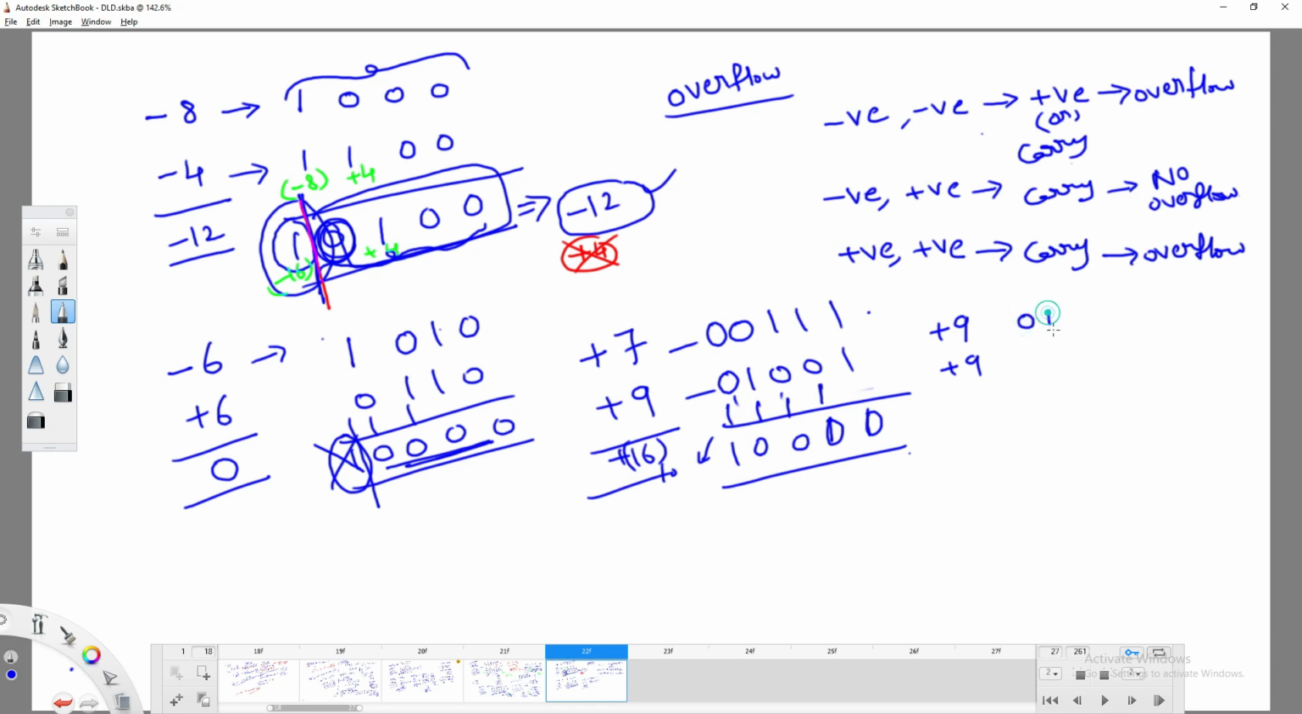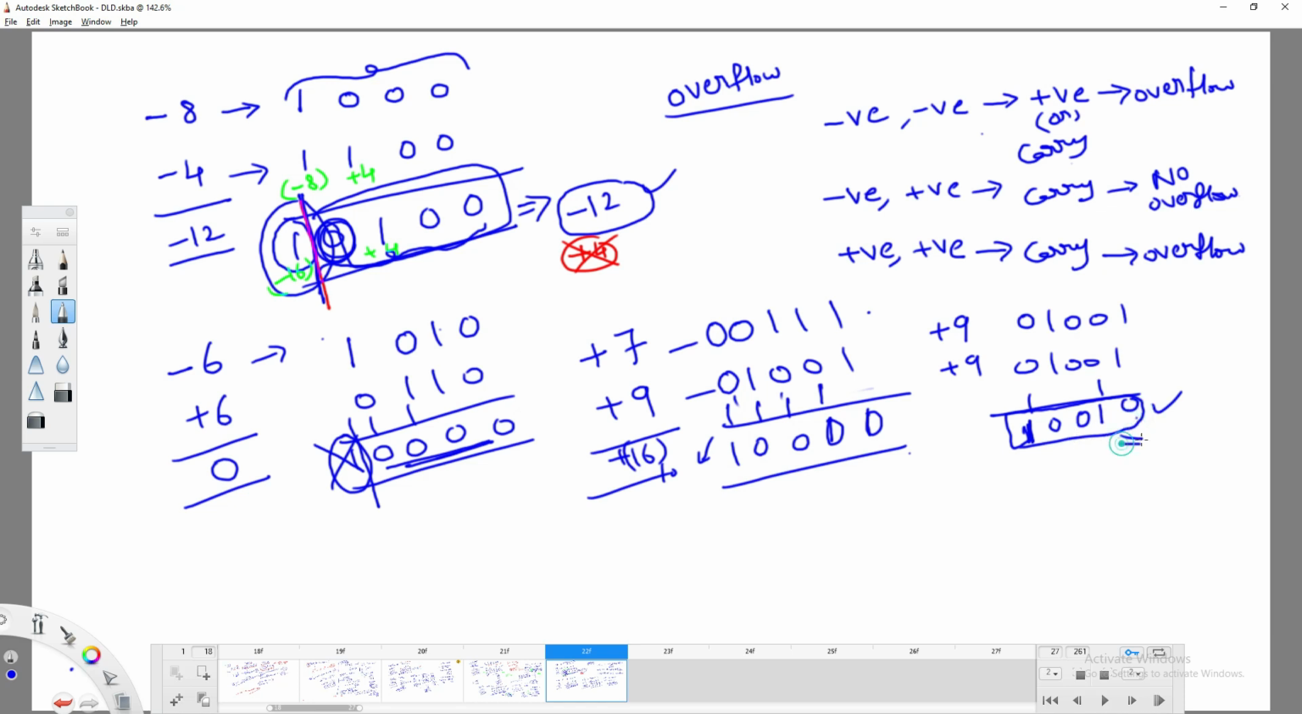Right, think 0 1 double 0 1, no problem. 0 1 double 0 1. So we are going to get 1 0 1 0. So this is 1 0 1 double 0 1 0. Right? Now think. The point here is you got the result as 1 double 0 1 0.